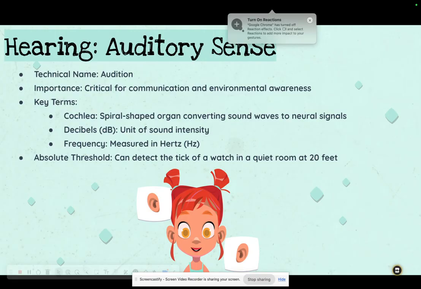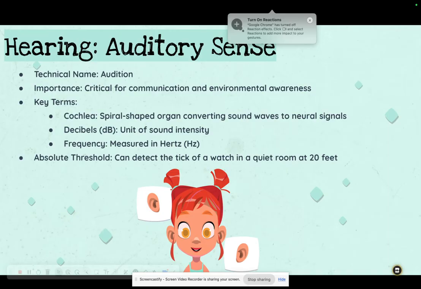Some key terms here: you have the cochlea. That's cochlea, not cochlea. The cochlea is a snail-shaped organ inside your ear. It contains liquid, and it converts sound into an electrical signal. It's connected to your brain. The cochlea is extremely important to hearing.